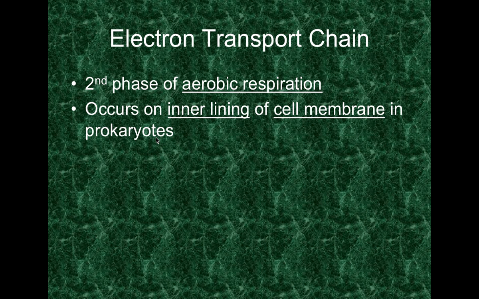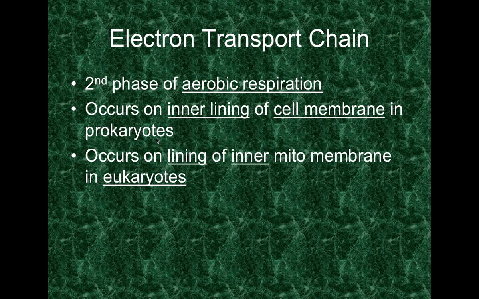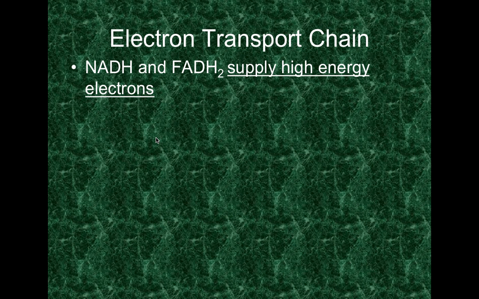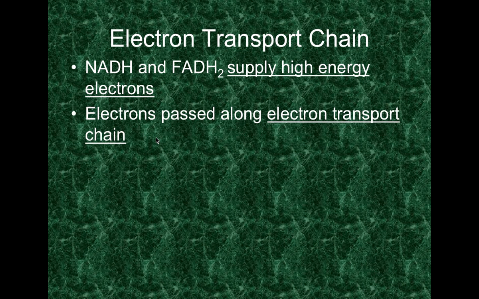If I'm a prokaryote, we can use the cell membrane on the inner lining of it to do this. But in eukaryotes, we use the lining of the inner mitochondrial membrane, so the inside part that's right next to the matrix. This is going to produce ATP from NADH and FADH2. So what happens here, and this is kind of a complicated process that we're trying to simplify so you guys can understand. Basically, the NADH and the FADH2 supply high-energy electrons, and these electrons get passed along the membrane in the electron transport chain. As they move along, they lose energy.